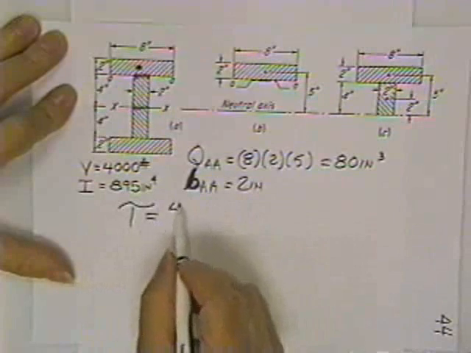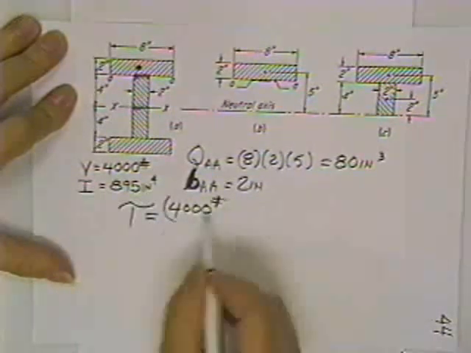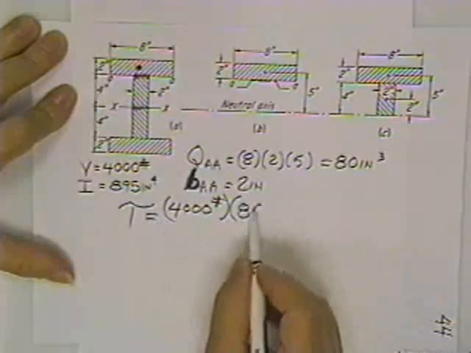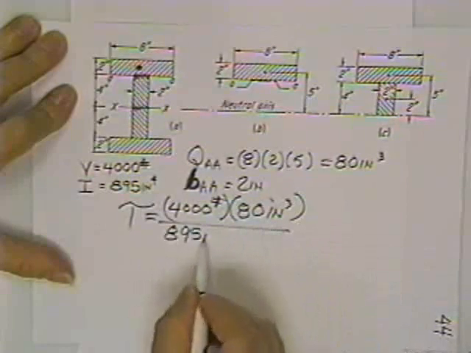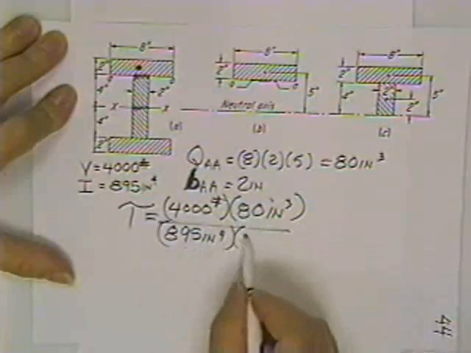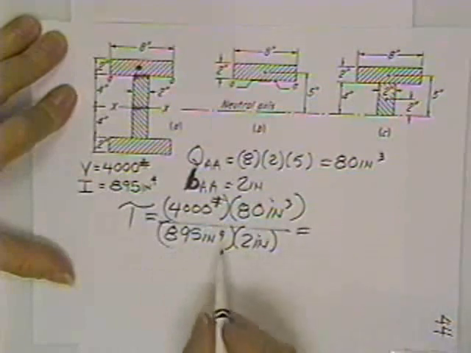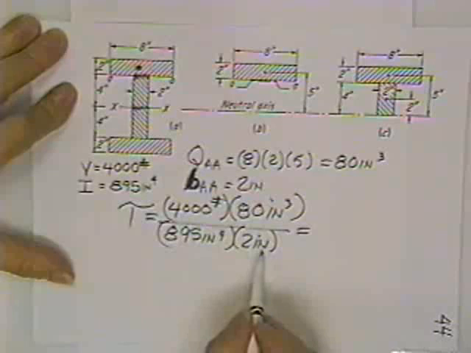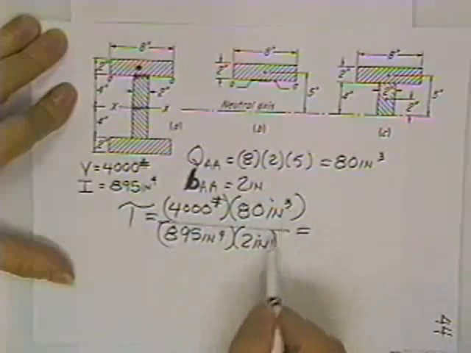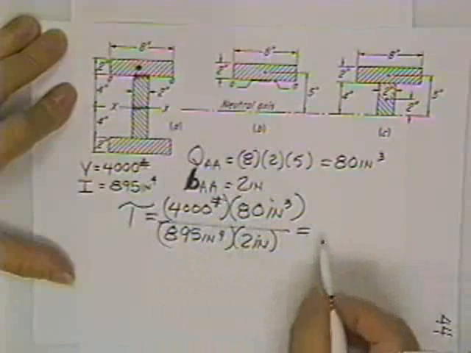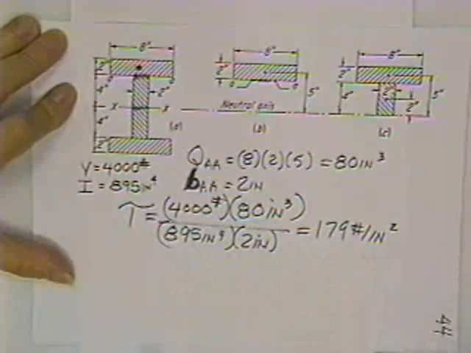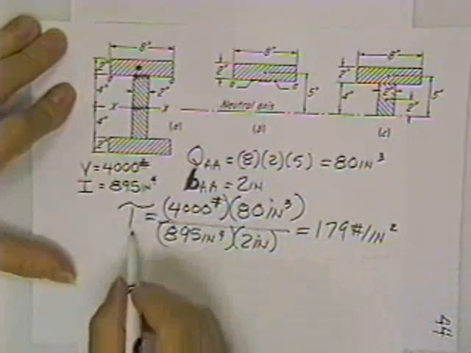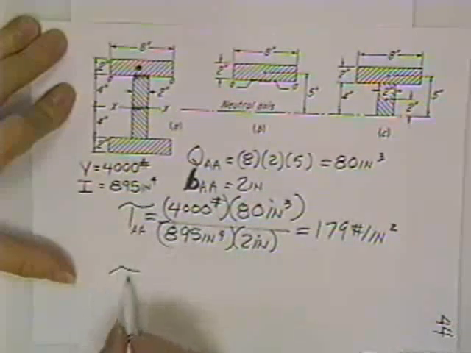Shear stress: V, Q, I, B. But notice the units come out inches to the 5th on the bottom, inches cubed on the top. That gives you pounds per square inch. 179 pounds per square inch of shearing stress. That's on line AA. Here's the shearing stress at the neutral axis.